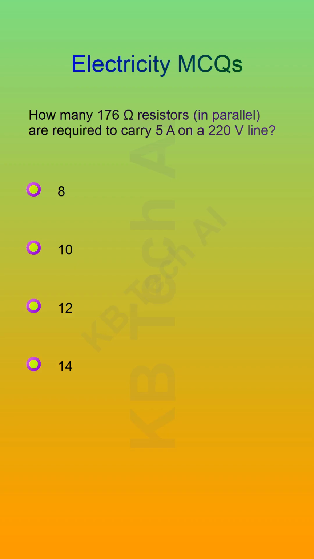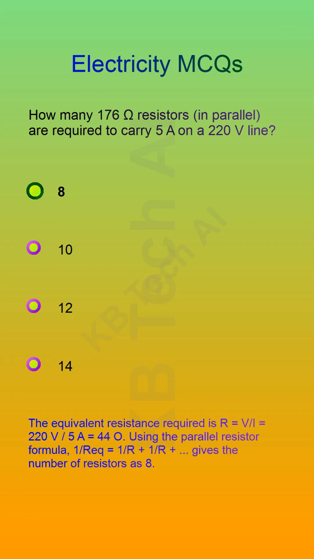How many 176 ohms resistors, in parallel, are required to carry 5 ampere on a 220 volt line? Option 1, 8, option 2, 10, option 3, 12, option 4, 14. The answer is option 1, 8.